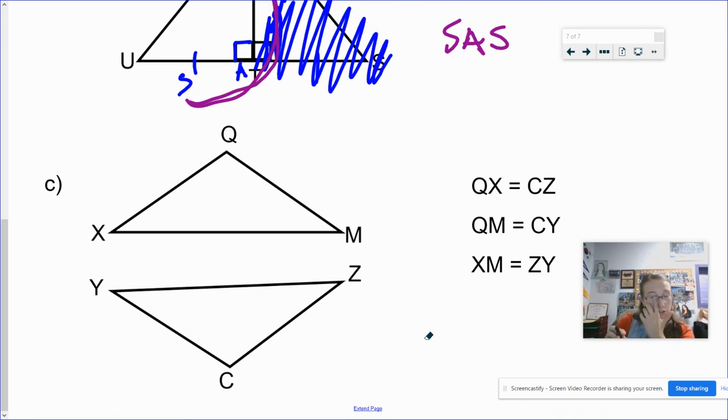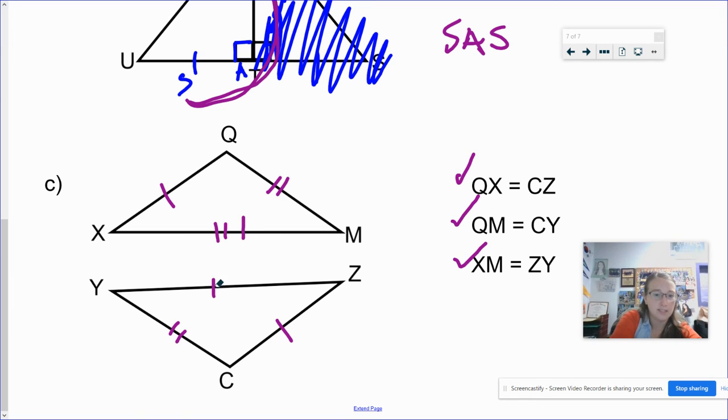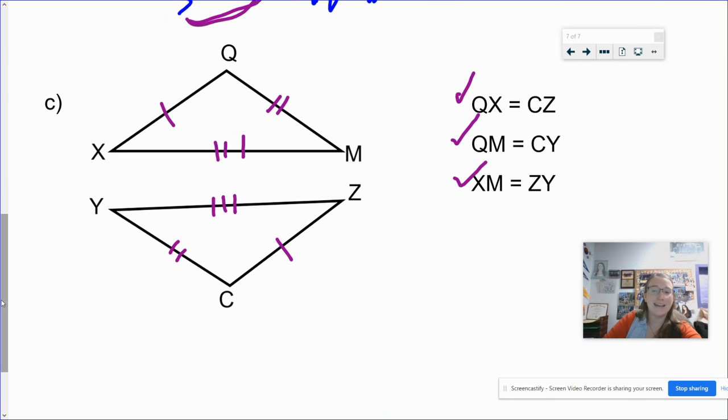Okay, let's check. You guys should have this down by now. It's super easy. QX to CZ. Here's QX. Here's CZ. We got QM to CY. QM I'm putting with 2 markings because this is a different set of congruent sides to CY. And then the last one, XM to ZY. So I'm going to put an S or an A by each marking that I put, and then I'm going to identify the postulate. Try both.